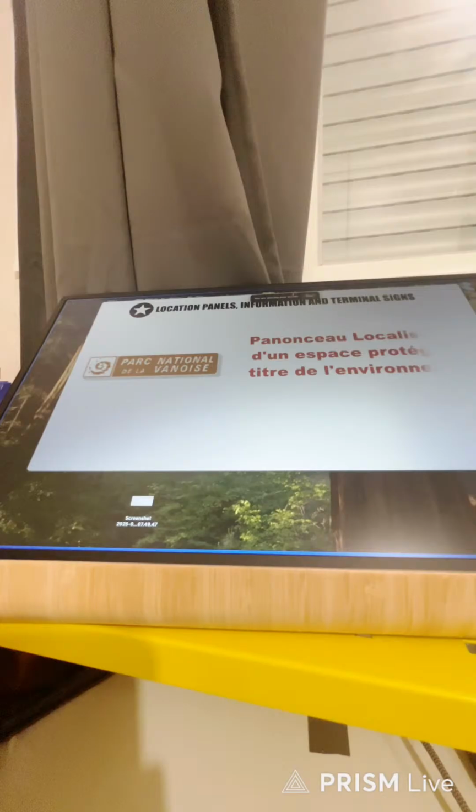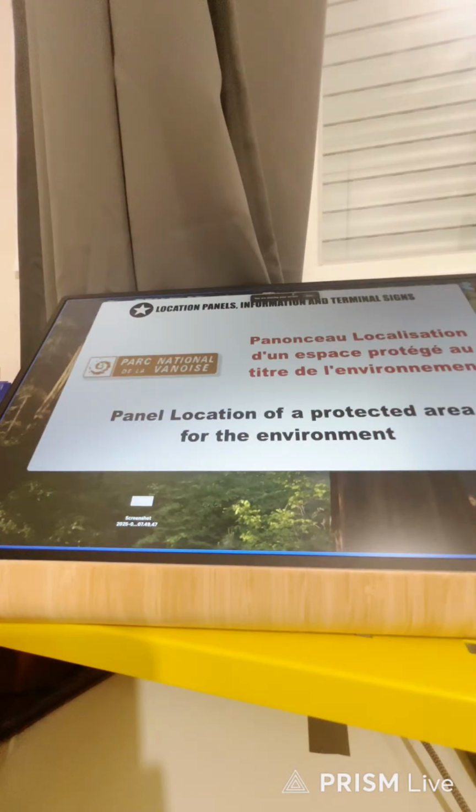So this one is just announcing the localization of the espace protégé au titre de l'environnement. This one is just talking about a panel that is telling you this environment. You remember there was a time that we were talking about the colors, the green. Remember we did it last week? Yes. That was telling you about the brown panel, for tourists. Exactly, for tourists.